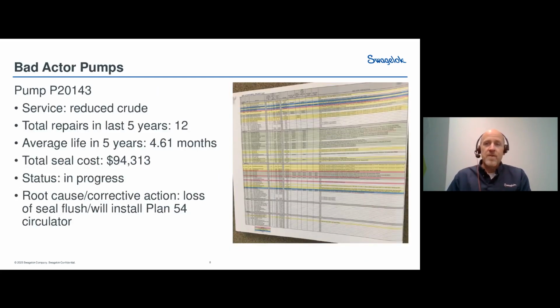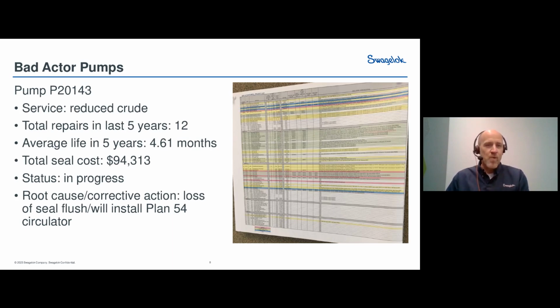Now, regardless of what facility you're in, you're probably going to come across this list. This list is a list of bad actor pumps. So these are the pumps in the facility that, for whatever reason, are continually failing and are where the rotating equipment engineer spends 80% of their time.